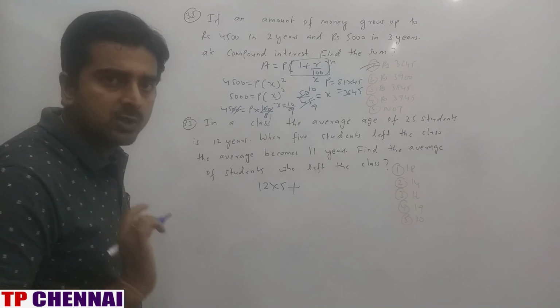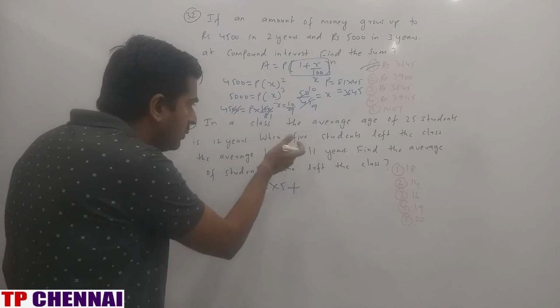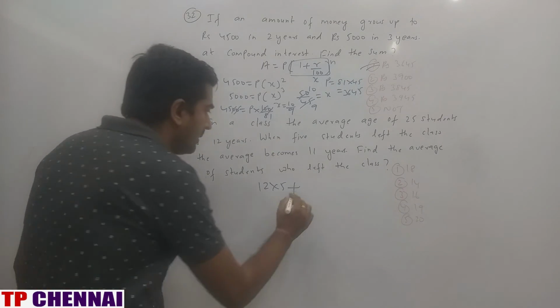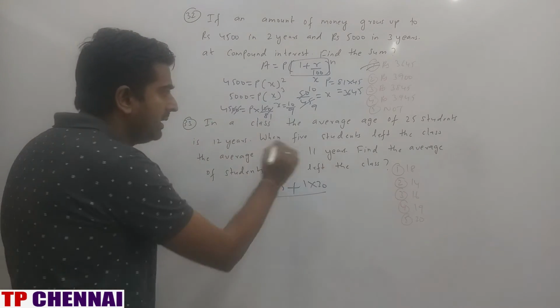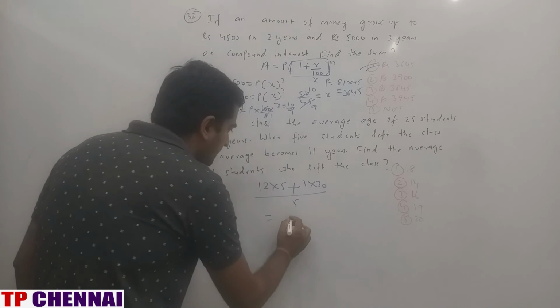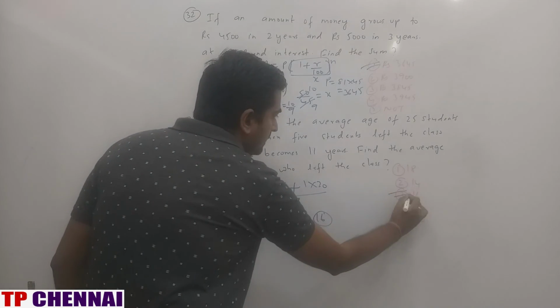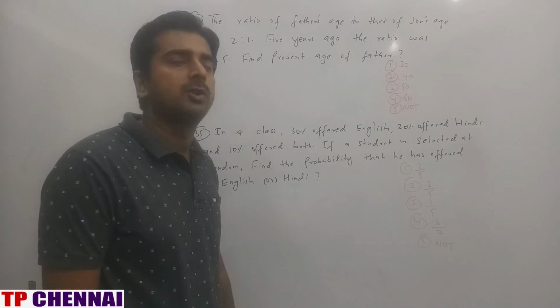plus. Now how many students are there? 20 out of 25, and because of that average is reduced by 1. Because initial average is 12, now average is 11. It has reduced by 1. So 1 into 20 divided by how many students left the class? 5. So 60 plus 20 is 80 by 5. What is the answer? 16, which is nothing but third option. So now we will see last two questions here.